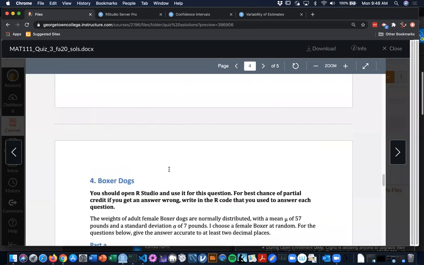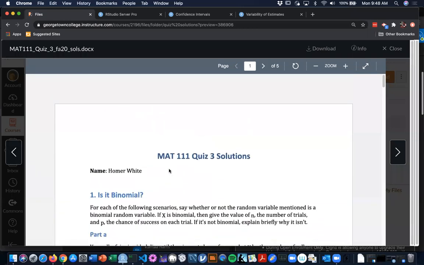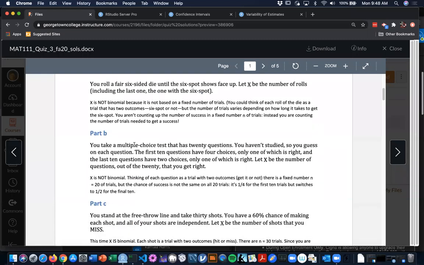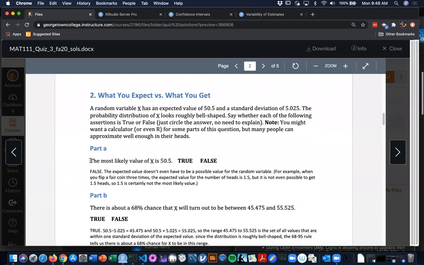So the danger point for a lot of people, the thing you want to really think about for the last quiz, is what's binomial and what's not and why. And secondly, understanding what expected value really is. It's not the thing that you're most likely to get. For some random variables, it is true that the expected value is also the value you're most likely to get. But for a lot of random variables, that is just totally not true.